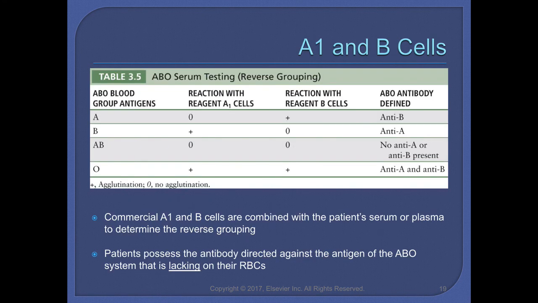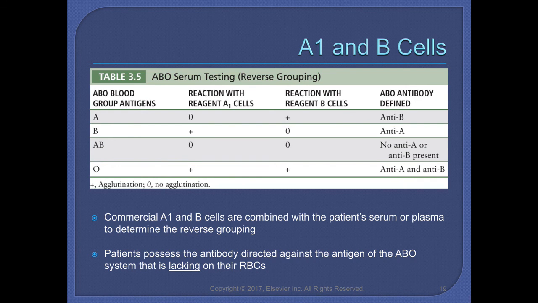So part of the reagent red cells are the A1 and B cells, right? Do you recognize these two reagents? These two red cell reagents are actually used for the ABO serum testing, okay? So we'll take the reagent red cells plus our patient serum, or plasma, and we want to double check if the reactions from a forward grouping were correct, and also what antibodies are present in their plasma.